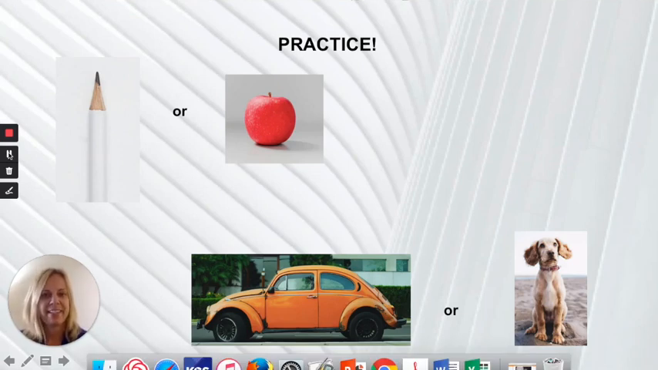Now let's practice. All matter has gravity, even if you can't feel the pull of that gravity. Since all matter has some gravity, you can look around your house and figure out which things have more gravity than others. Would a pencil or an apple have more gravity? Well, the apple, of course, because the apple has more mass. What about a car versus this cute puppy? The car has much more mass, so the car has more gravity.